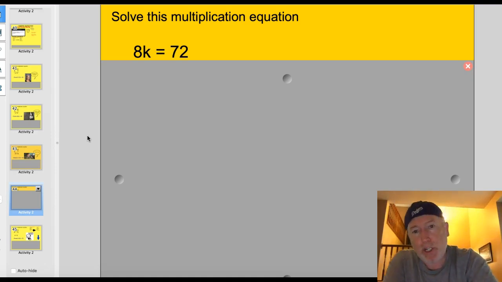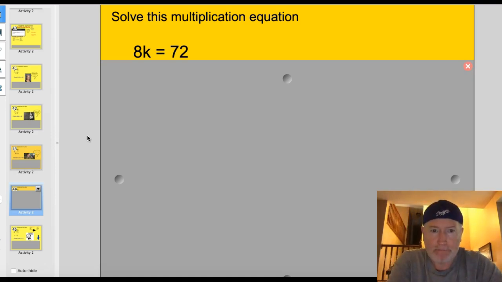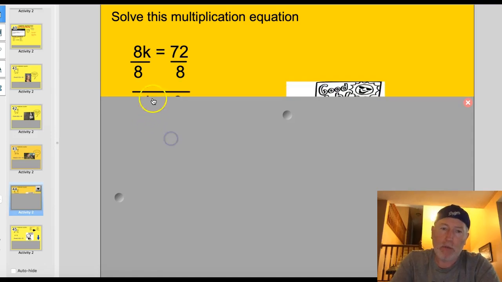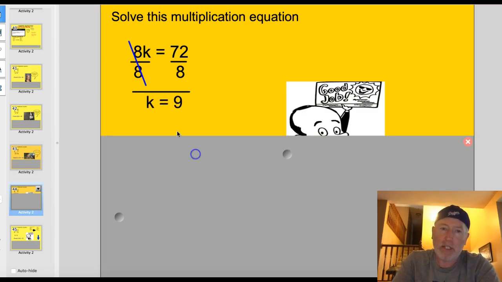Solve this multiplication equation. Go ahead and give this a shot. Pause the video. Well, to get k by itself, we divide by 8. We do that. There it is. They cross out. You got k on this side, and you got 9 on this side.